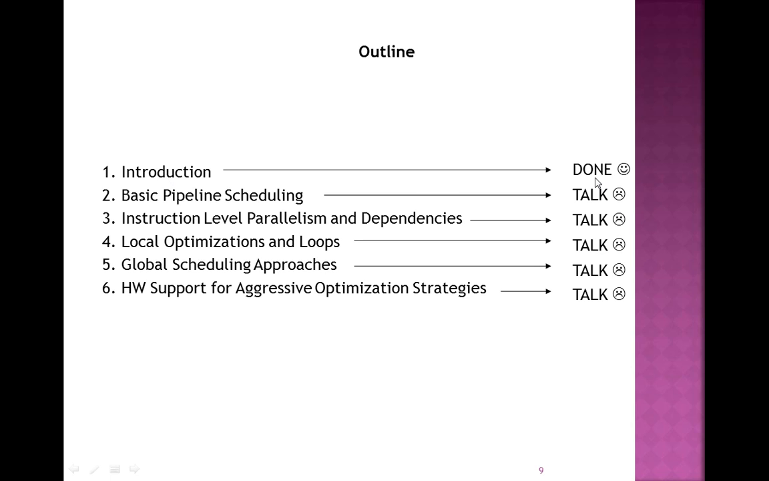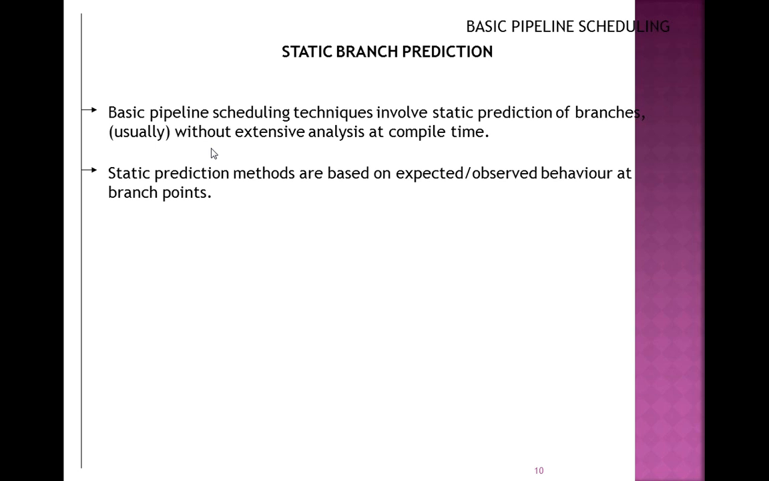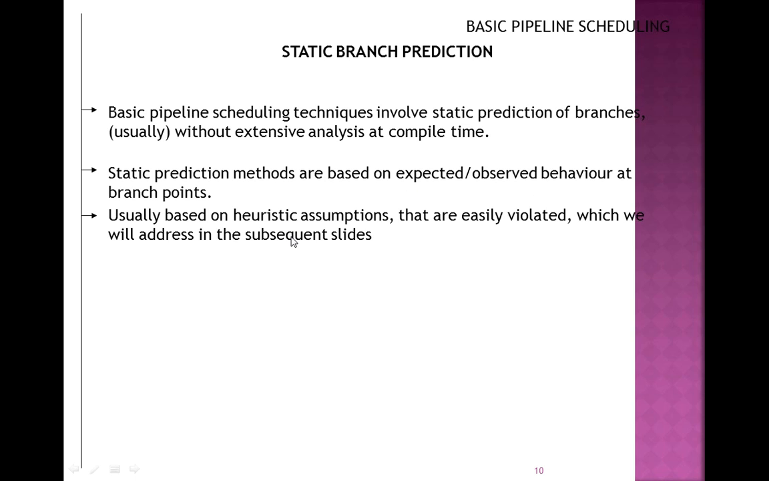So this is done. Introduction is done. Now the next part is basic pipeline scheduling. This says basic pipeline scheduling techniques involve static prediction of branches, usually without extensive analysis at compile time. Static prediction methods are based on the expected or observed behavior at the branch point.